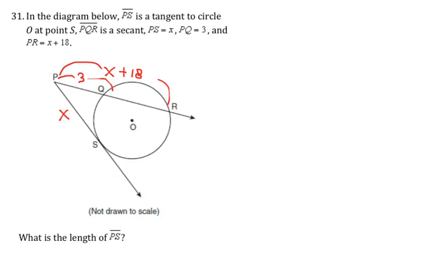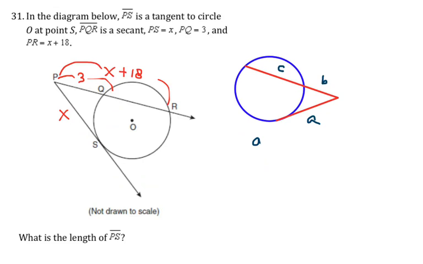Alright, now, one thing we get to realize in this case is this: when you have a tangent line segment and a secant, where this one is A and then B and then C, we have to realize that A squared is equal to B times B plus C. Now, applying that idea, our tangent line segment is PS, which is equal to simply X.